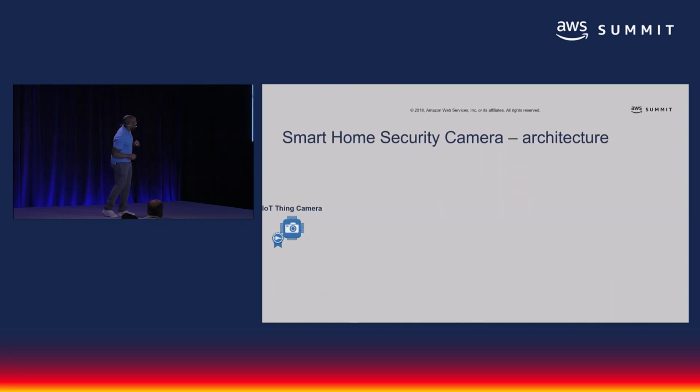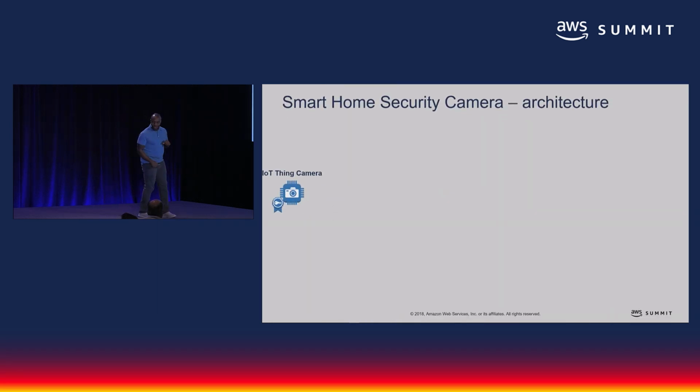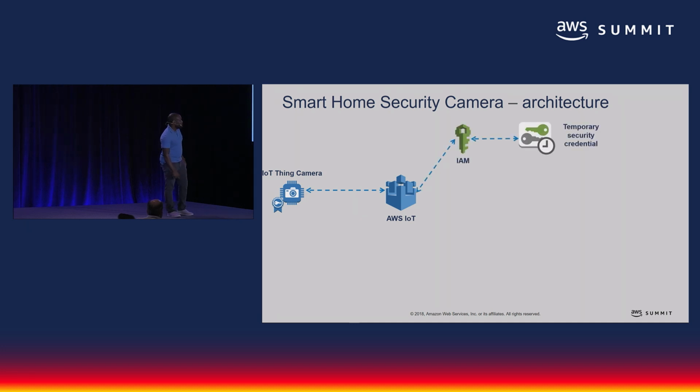So, what will our architecture look like in the demo? I'm going to have an IoT thing camera. This is going to make a call to AWS IoT. It already has a certificate provisioned on it. That certificate is going to allow me to communicate to another AWS service. Behind the scenes, AWS will take care of this for you.